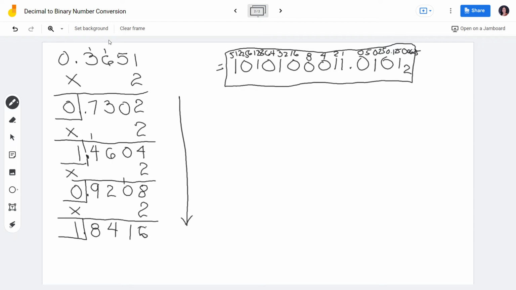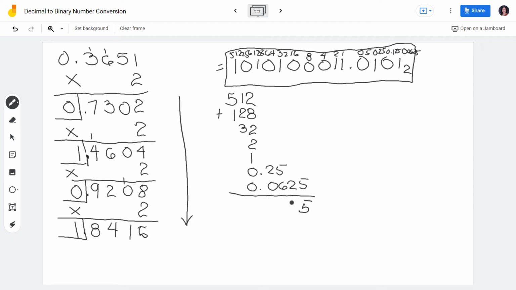Okay, so if you want to make sure that your answer is complete, we have 512 plus 128 plus 32 plus 2 plus 1, all with the ones. So we have 512, 128, 32, 2, and 1. And then we have 0.25 and 0.0625. So let's add.